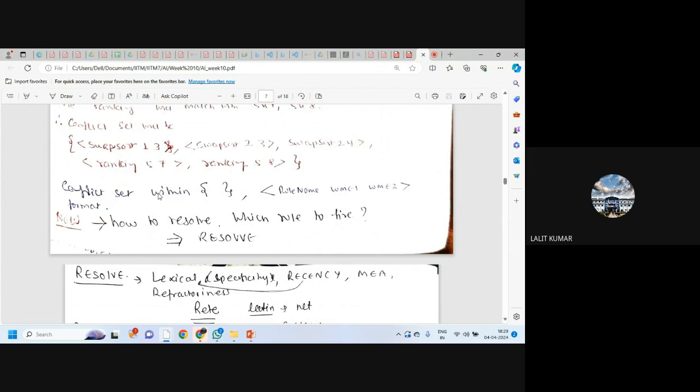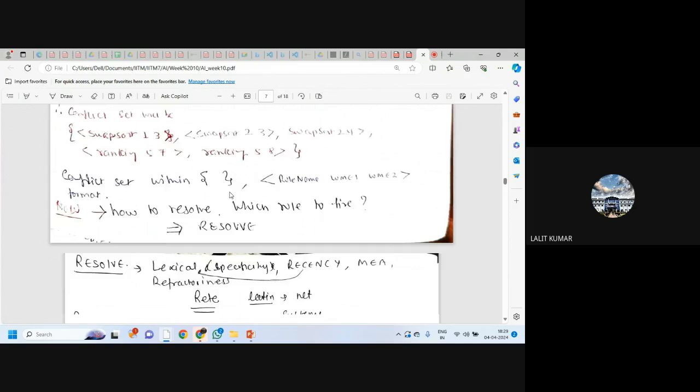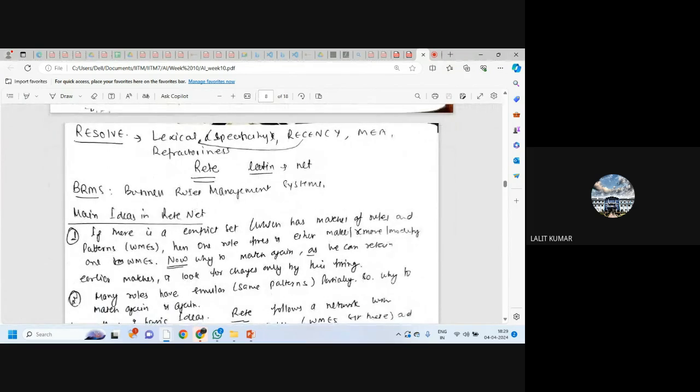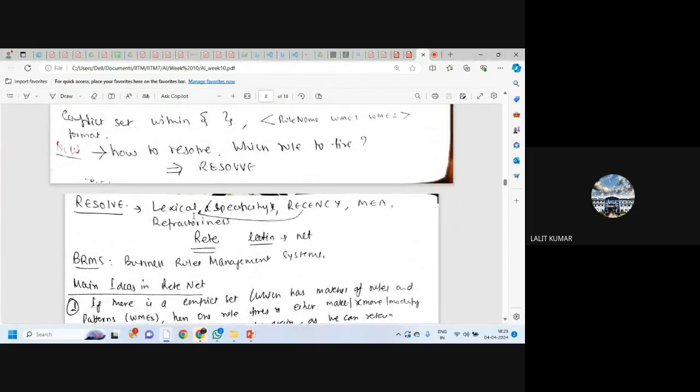But now how to resolve which rule to fire, because in one cycle only one rule will fire. I already covered the resolution. It can be lexical order, lexical meaning the recent one; specificity, the rule which has more specific patterns; means-end analysis; or refractoriness. I request you to kindly go through that. I have not prepared the notes because I understood their concepts.